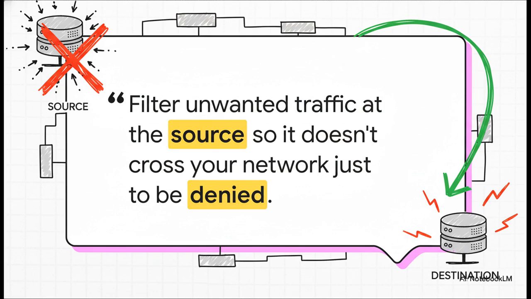But standard ACLs are different. They're blunt instruments. If you place one too close to the source, you might accidentally block that source from getting to other places it should be allowed to go. So by putting it close to the destination, you make sure you're only blocking its path to that one specific place.